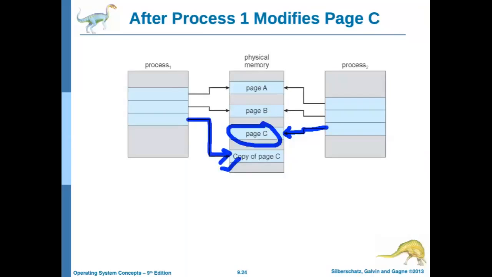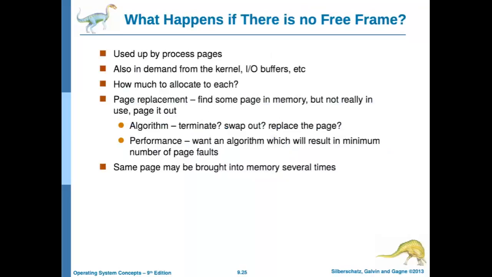This is called copy on write. Now, whenever a page fault occurs, or whenever copy on write happens, or for any reason the process needs a frame, the page will be loaded into that frame. What will happen if there is no free frame?